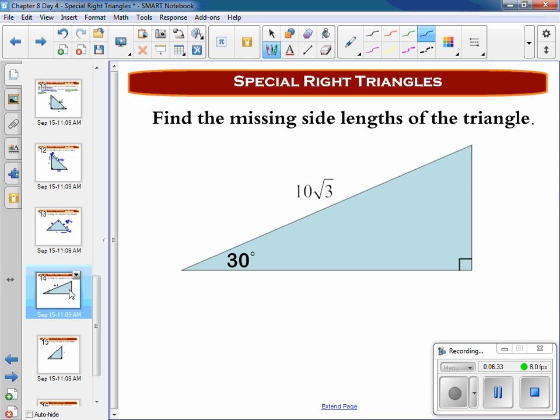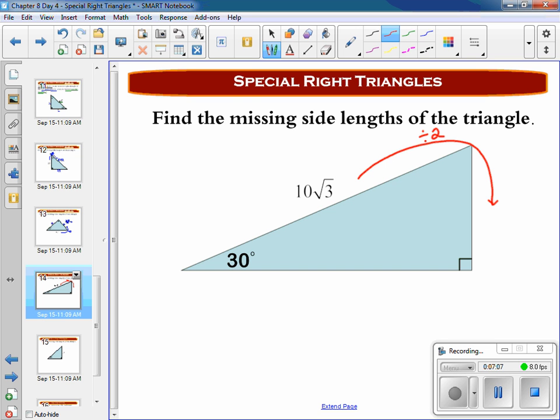Here is one of our trickier problems, because right now we have the square root of 3 on the hypotenuse of our 30, 60, 90 triangle. Notice how we're back to our 30, 60, 90 triangle. Remember our rules: our shorter leg is x, our longer leg is x times the square root of 3, and our hypotenuse is 2 times x. So to get from our hypotenuse to the shorter side of the triangle, we need to divide by 2.